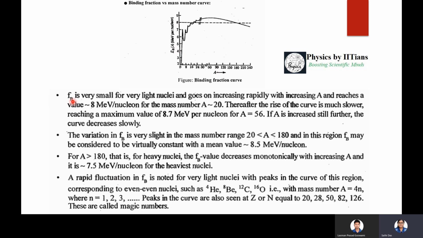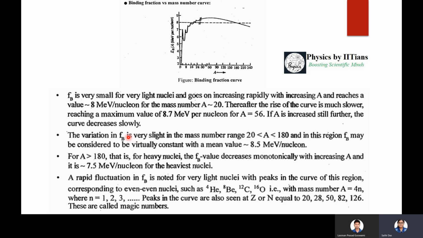So binding fraction or FB is very small here. Look here, this is very small for very light nuclei and goes on increasing rapidly with increasing A and reaches a value of nearly 8 mega electron volt per nucleon for the mass number A equals to 20, like here. Thereafter, the rise of the curve is much lower. After that, it is just a slow increase. Okay, and then it will decrease slowly like this way, after A equals to 56.